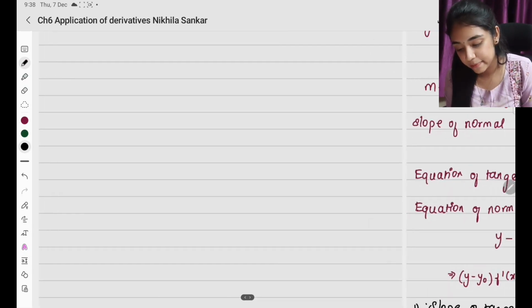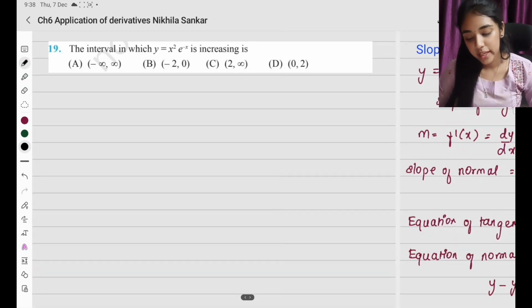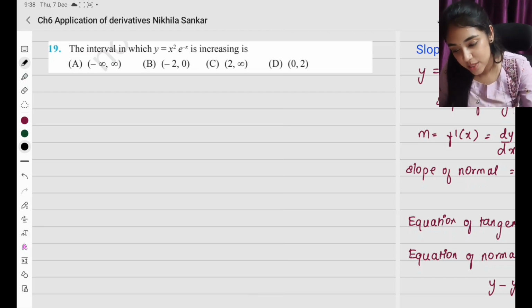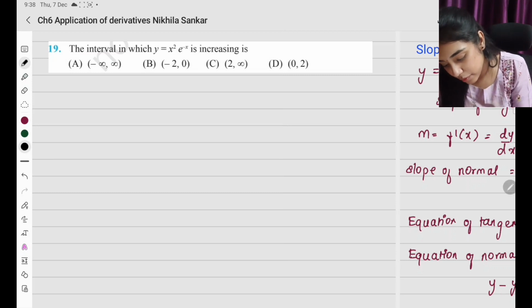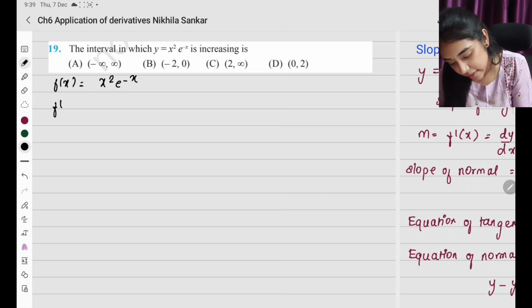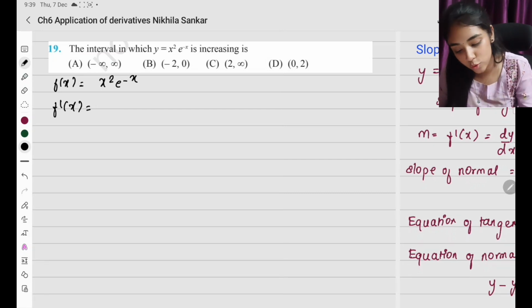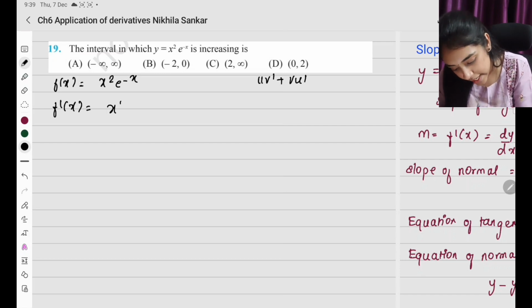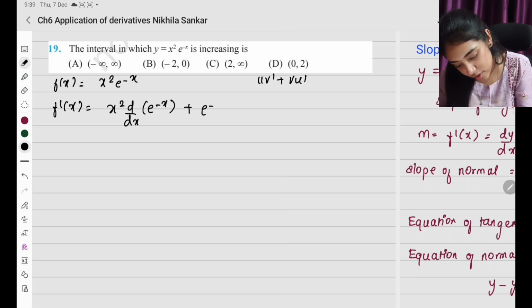Question number 19. The interval in which y equals x square e to the minus x is increasing is going to be. So in the question, they are asking where it is increasing. So I have f of x equals x square e to the minus x. When I differentiate, I use the product rule: u v dash plus v u dash. So x square d by dx of e to the minus x plus e to the minus x d by dx of x square.